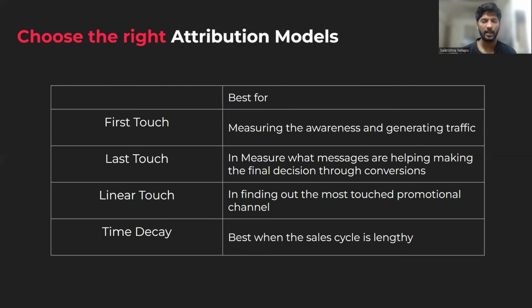When it comes to linear touch, it will help you understand what promotional channels are being involved in the entire customer journey. That is what it can help you in understanding. The time decay is best when you have a lengthy sales cycle and the interactions of the touch points have a decent amount of time gap. Then time decay is very important for you to understand, based upon the recency effect, where they are converting, and the number of touch points that they are taking to get converted is something that we can get out of this attribution model.